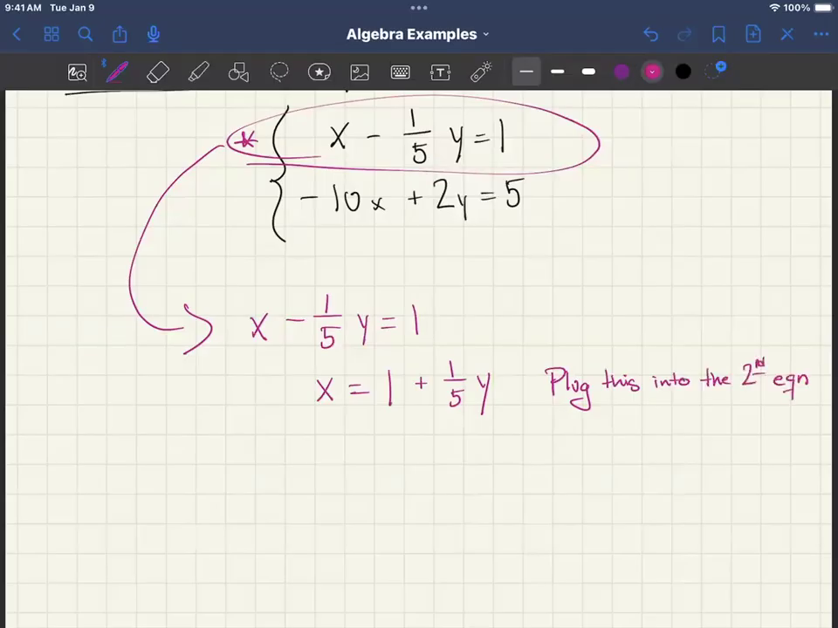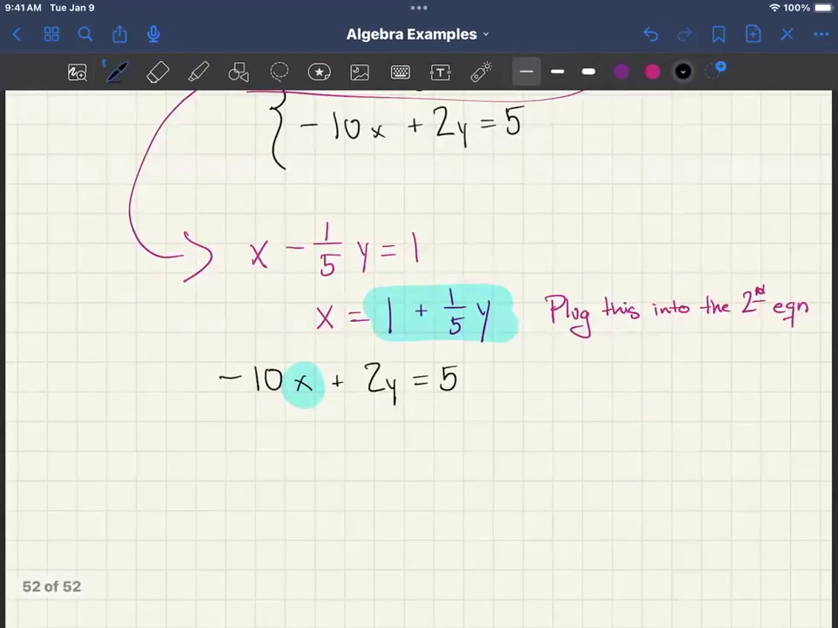And I'm going to use EQN to denote equation. So our second equation is negative 10x plus 2y is equal to 5. So what we're going to do is take all of this right here and punch it in where we see an x. We're doing that because we just found it is equal to x. So we can put that in there. So negative 10 times 1 plus 1/5 y, plus 2y is equal to 5.